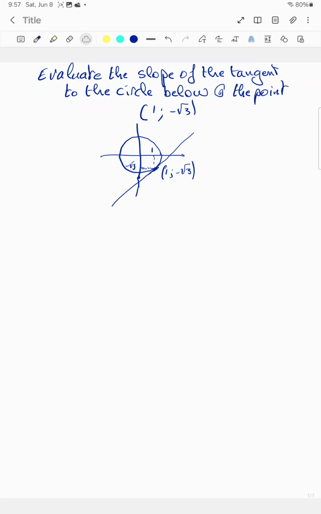In this video, we'll evaluate the slope of a tangent to a circle. The circle is below, at the point 1 and minus square root of 3. So let's start solving it.